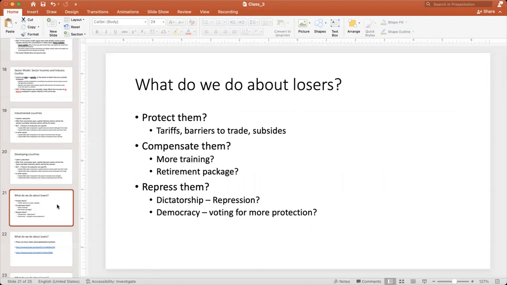And what do we do about losers? This is a political question. We could protect them using tariffs, barriers, subsidies. We will cover that later on.